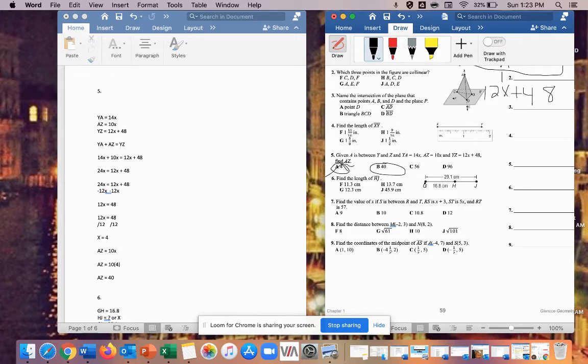and their aunts. And Greg to Herschel's house is 16.8. So how far is it from Herschel to Jake's house? All right, that's what we have to solve here.